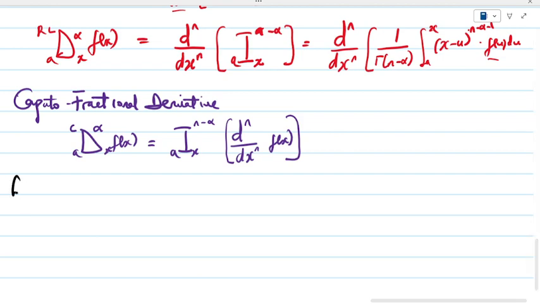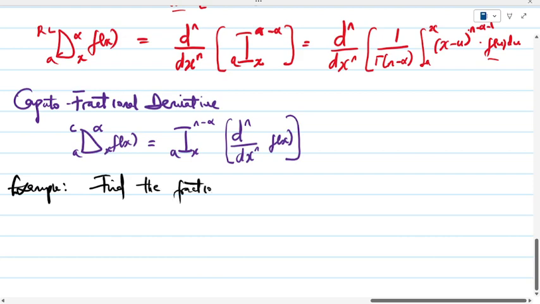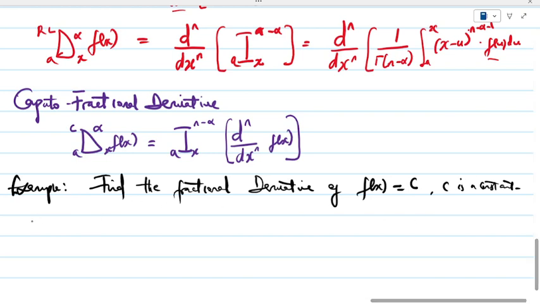Example: find the fractional derivative, or calculate the fractional derivative, of f of x equals c, where c is a constant. That is, non-variable, no independent variable attached to it. So let's calculate this now.